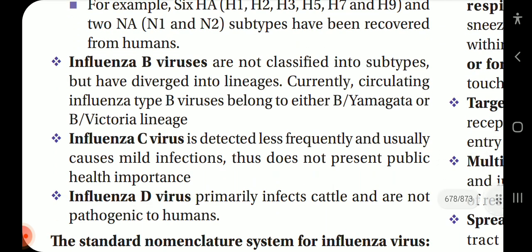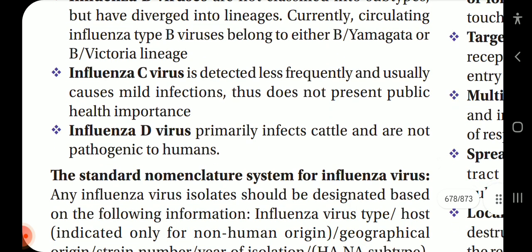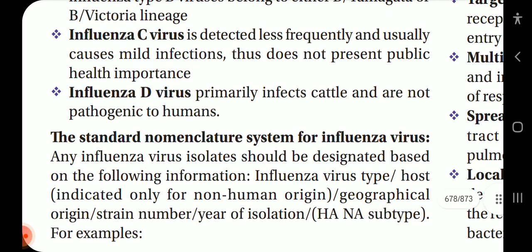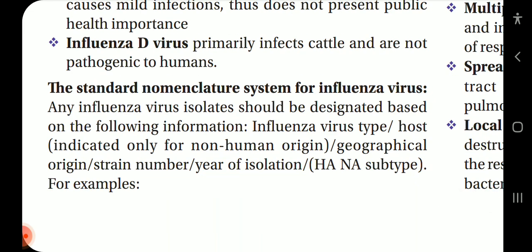Influenza B viruses are not classified into subtypes but have diverged into lineages. Currently circulating influenza type B virus belongs to either the B Yamagata or B Victoria lineage. Influenza C virus is detected less frequently and usually causes mild infections, thus does not present public health importance. Influenza D virus primarily infects cattle and is not pathogenic to humans. The standard nomenclature system for influenza virus: any influenza virus isolate should be designated based on the following information: influenza virus type, host (indicated only for non-human origin), geographical origin, strain number, year of isolation, HA NA subtype.